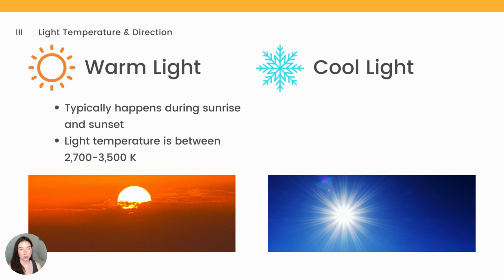So that golden hour look, have you ever heard anybody refer to that? That's what they're talking about, that beautiful warm light. And that light temperature is traditionally going to be between 2700 and 3500 Kelvin.